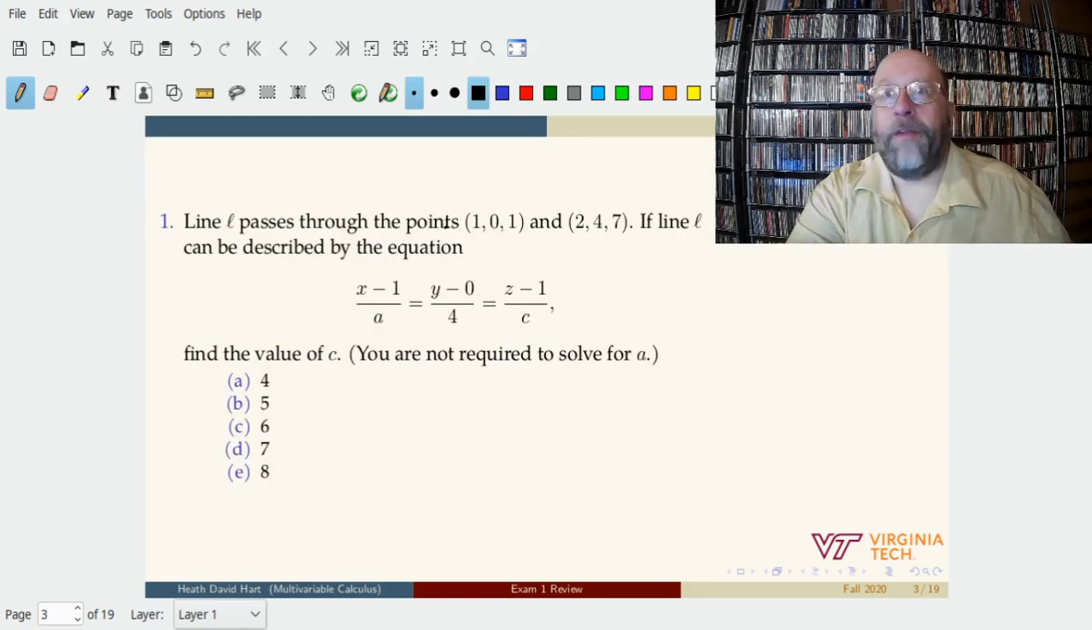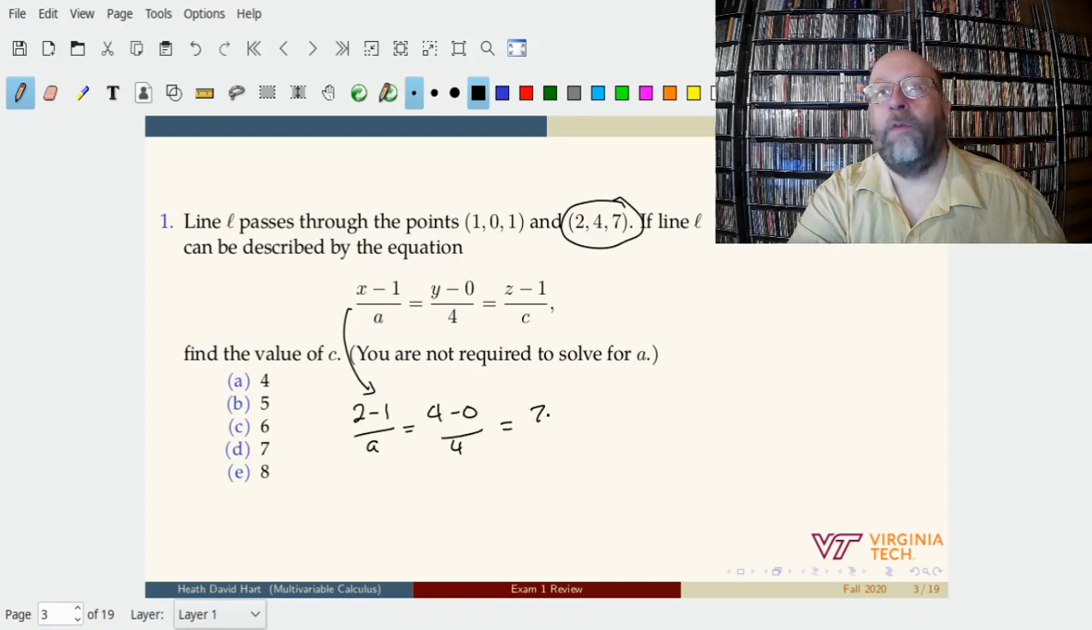Line L passes through the points (1, 0, 1) and (2, 4, 7). If line L can be described by this equation, find the value of C. So let's take this point (2, 4, 7) and substitute it in. So we get (2 minus 1) over A equals (4 minus 0) over 4 equals (7 minus 1) over C.